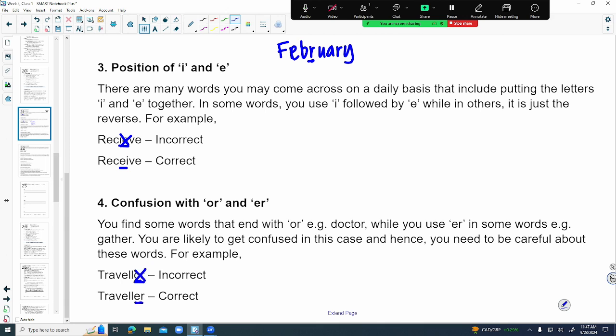It's traveler with er. And there's a lot of words that end in or and er. So again, if it's a word that you use fairly often in your writing, make sure that you learn to spell it correctly.